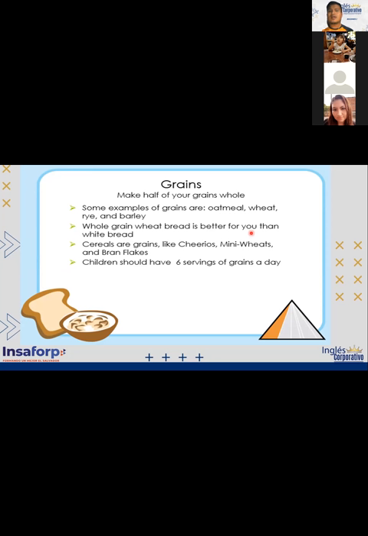Okay, very good. So as it says over there, the grains, we have some examples of grain. Do you know what an oatmeal means? Hojuelas, maybe? Yeah, that will be something like that. Hojuelas or avena. That will be the closest meaning. Then we have wheat, that will be trigo, and rye, which is not that common here in El Salvador. We don't have this very commonly.